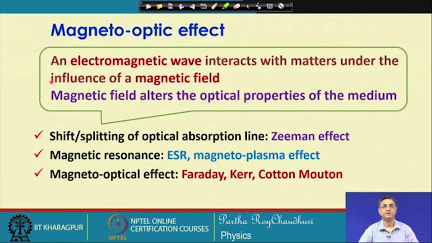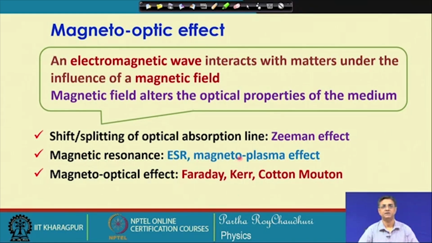So, the first thing is that an electromagnetic wave interacts with matter under the influence of a magnetic field. The magnetic field alters the optical properties of the medium, and this optical property is in terms of the polarization primarily, and also the change in the intensity of the input light. So, this appears in the form of shift or splitting of the optical absorption line, which is very popularly known as the Zeeman effect. We will describe this in the light of the Zeeman effect.